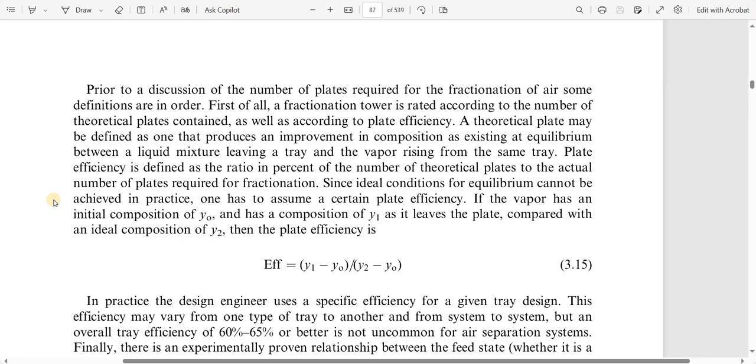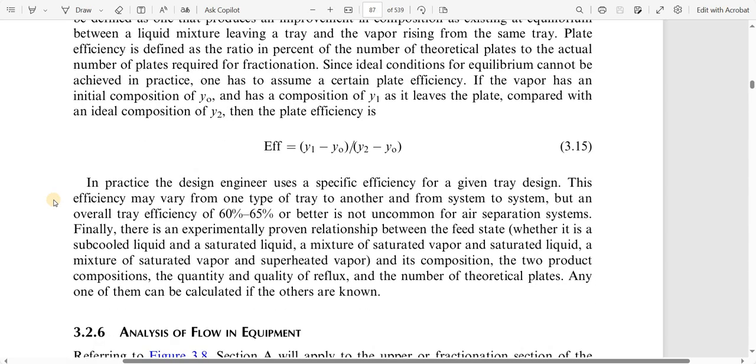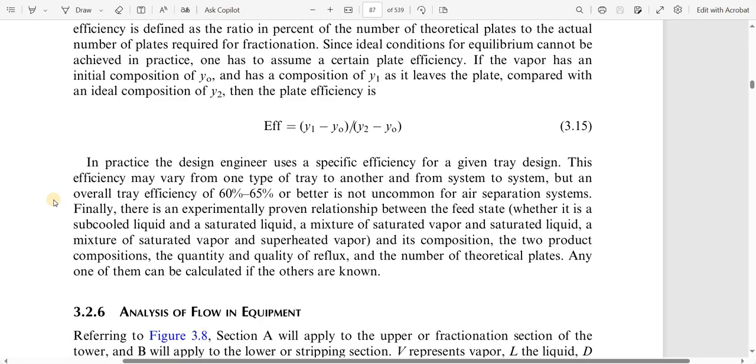efficiency. If the vapor has an initial composition of Y0 and has a composition of Y1 as it leaves the plate, compared with an ideal composition of Y2, then the plate efficiency is EFF equal to (Y1 minus Y0) divided by (Y2 minus Y0). In practice, the design engineer uses a specific efficiency for a given tray design. This efficiency may vary from one type of tray to another and from system to system, but an overall tray efficiency of 60% to 65% or better is not uncommon for air separation systems.